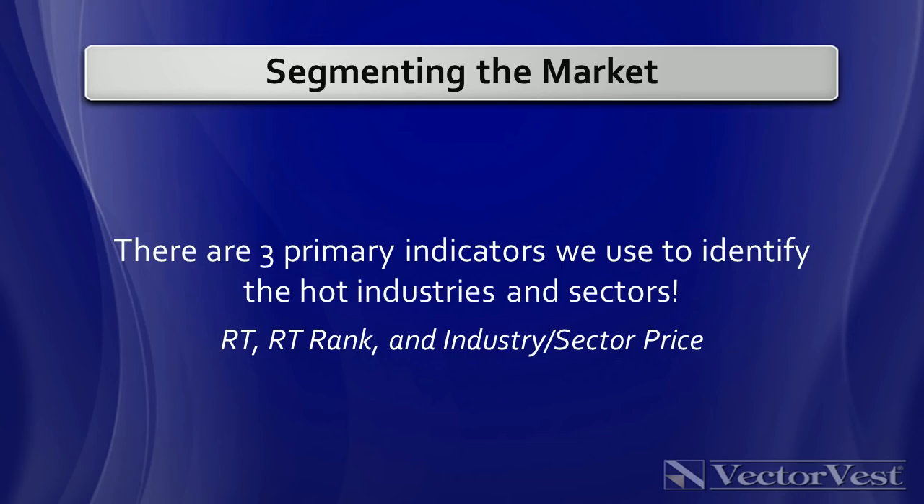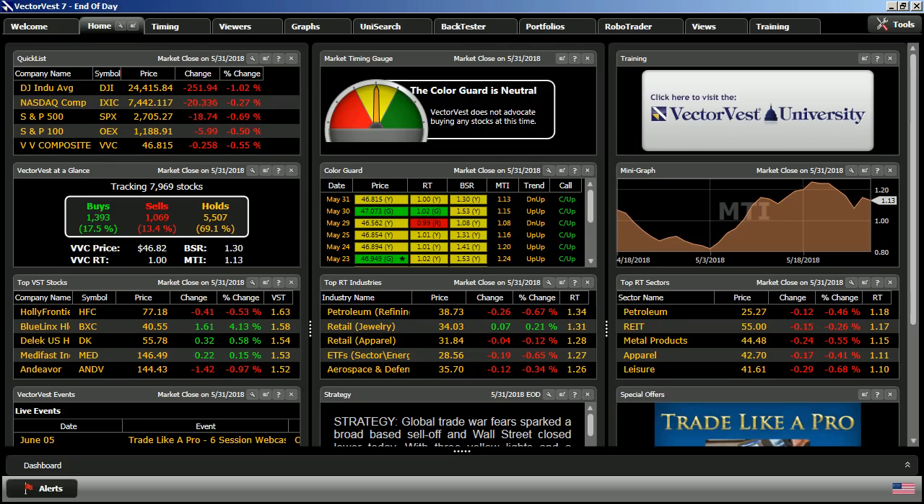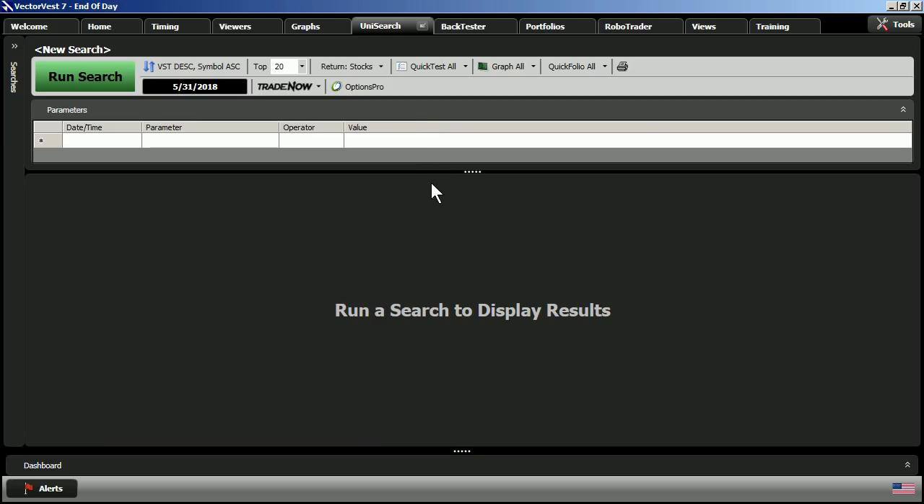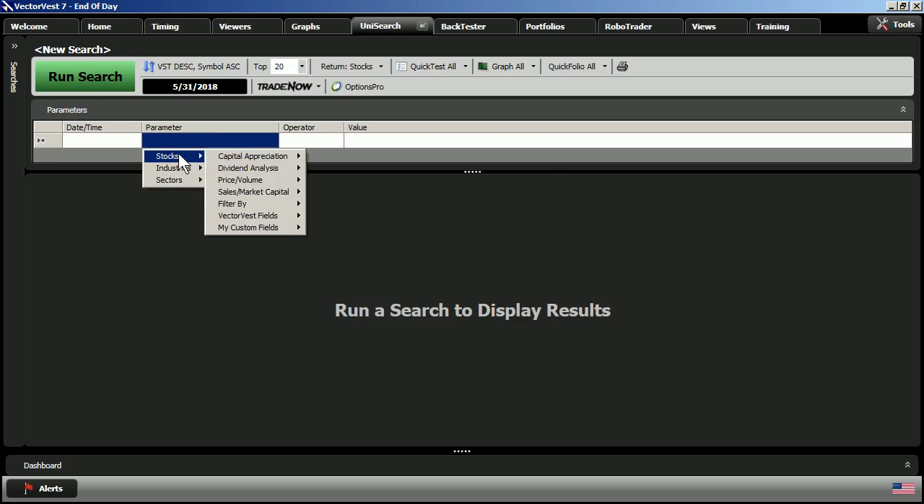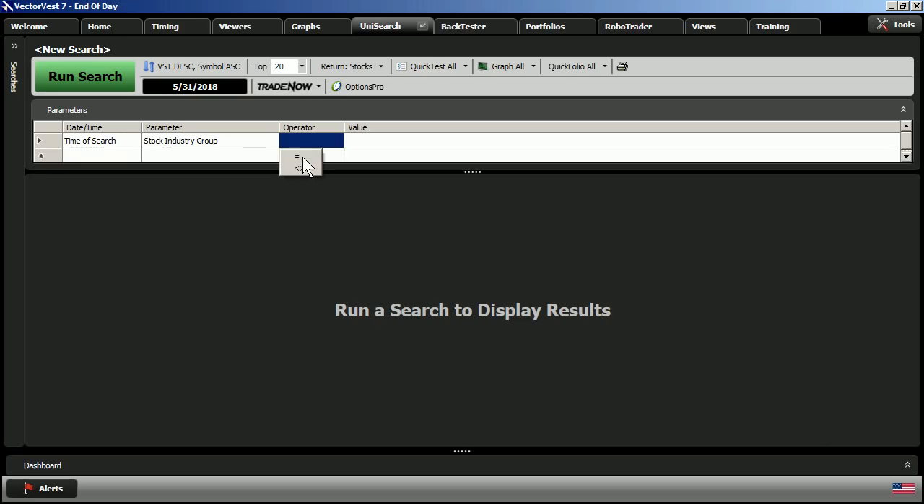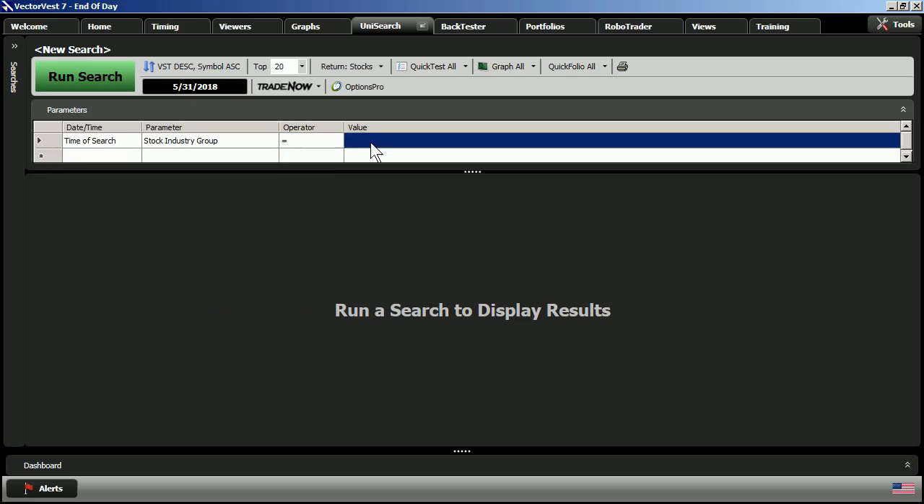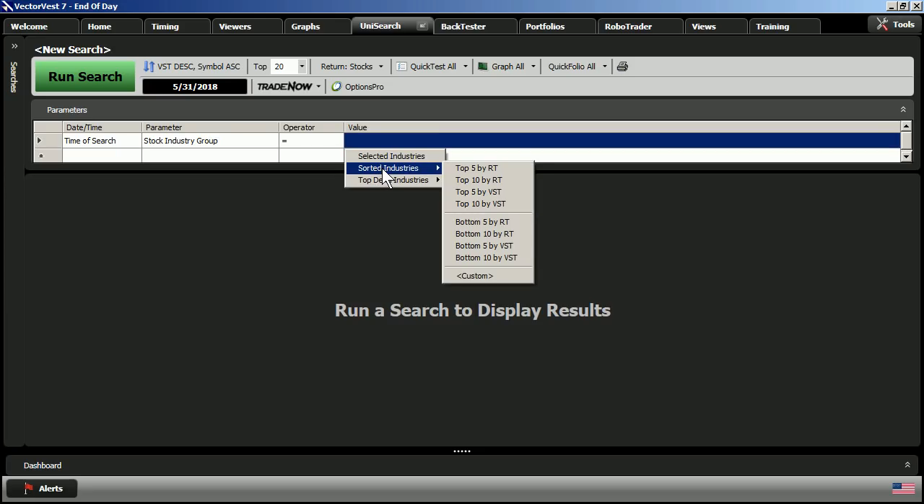Let's move back into the program. From our Home tab, we'll now go into the Unisearch tool. And let's discuss the building blocks we'll use when looking for our industry leaders, whether they're high flyers or movers and shakers. First, we'll use our filtering function, where we'll filter our stocks by their industry group. We can choose equals or does not equal. For our value, we'll look first at sorted industries.